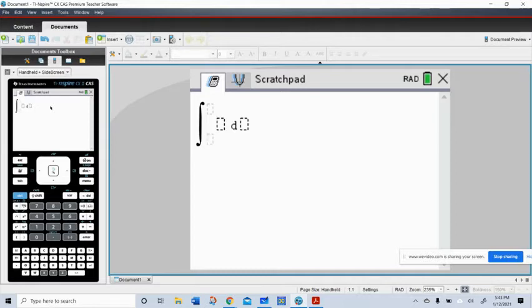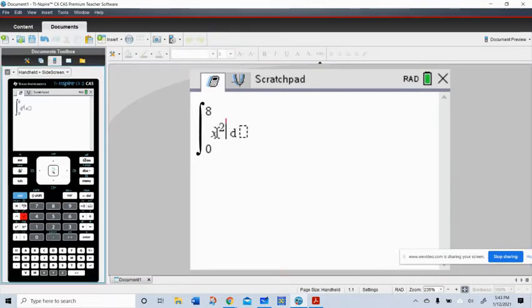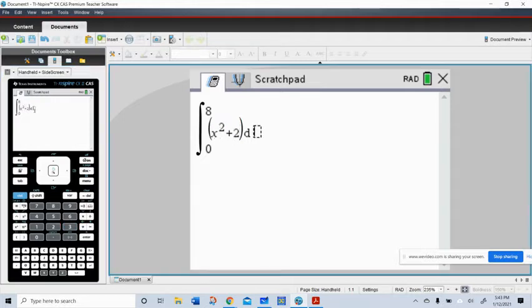The integral we wanted to compute was from 0 to 8, and our function was x squared plus 2. You'll notice it automatically gives you parentheses, and we need to tell it dx. It'll always be dx for you until we start dealing with different variables. You're going to stick with a dx for now, okay?